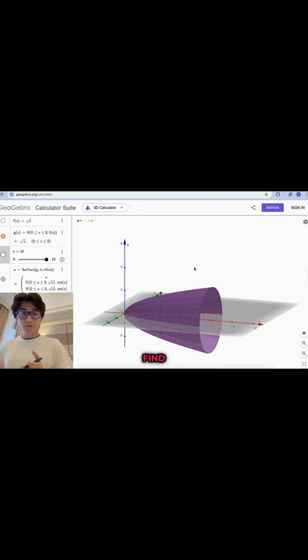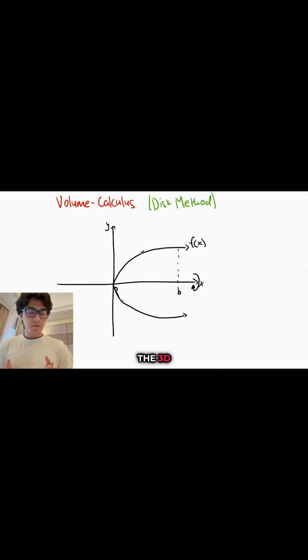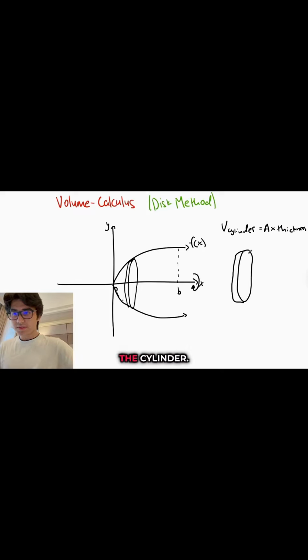Now we're being told to find the volume of this. To find the volume of the 3D shape, you'd simply want to take cylinders of very small thicknesses, and then add them up throughout your function like so. This is one example of that cylinder. To find the volume of that cylinder, we need to take the area of that cylinder and multiply it by its thickness. Now suppose that this is the cylinder.